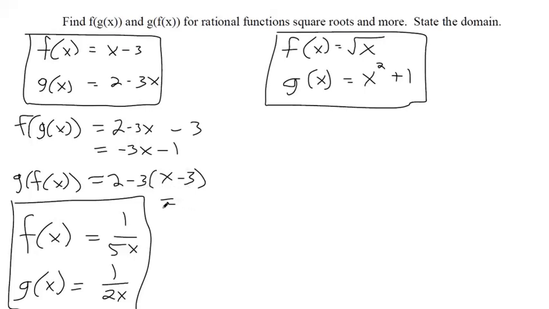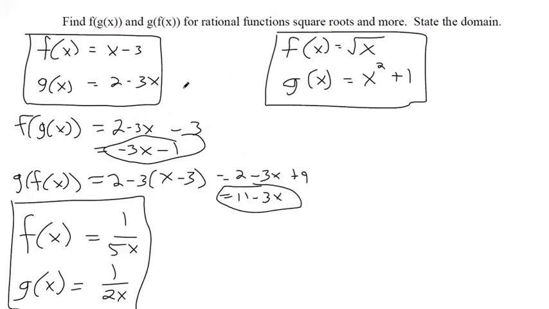And then you just need to simplify. So distribute that negative 3, so that's 2 minus 3x plus 9. And then we got 11 minus 3x, I think, when you combine. I did that a little fast, though. Okay, that looks good. All right, they asked for the domain. Look, here's the first function, here's the second function. They both have the same domain. It's all real numbers, negative infinity to positive infinity. There's no problems. There's no divide by 0 problems. There's no square root of negative problems. So we're all set with both of those.